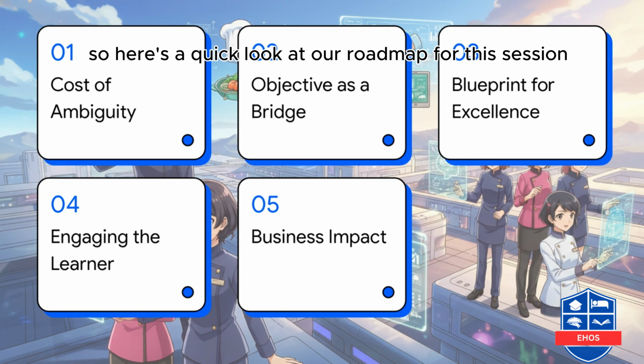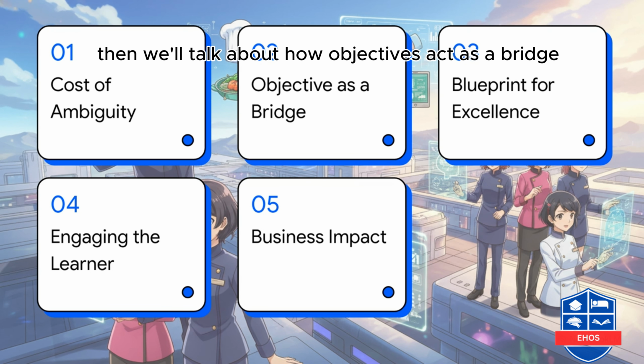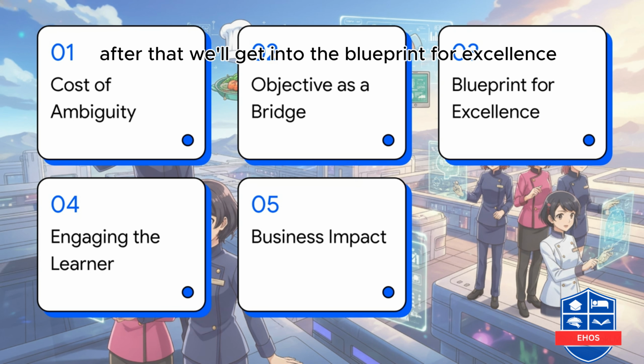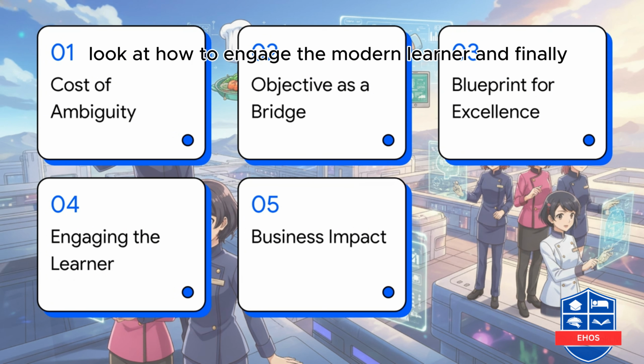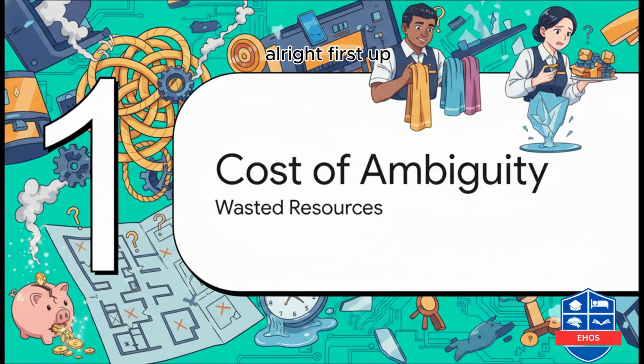Okay, so here's a quick look at our roadmap for this session. We're going to start with the high cost of ambiguity. Then we'll talk about how objectives act as a bridge. After that, we'll get into the blueprint for excellence, look at how to engage the modern learner, and finally, we'll connect it all to the business impact. Let's get started. All right, first up, the high cost of ambiguity.